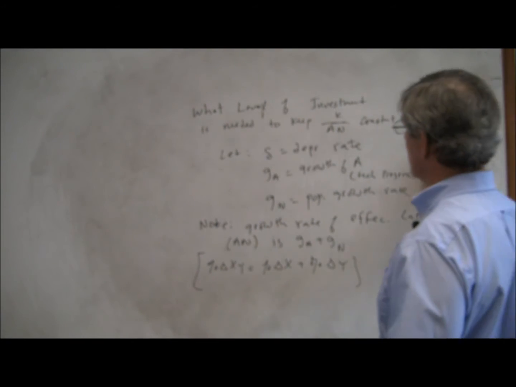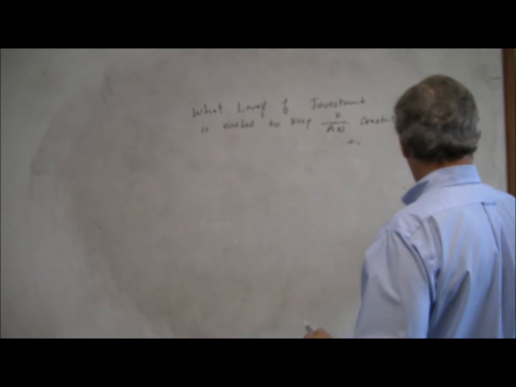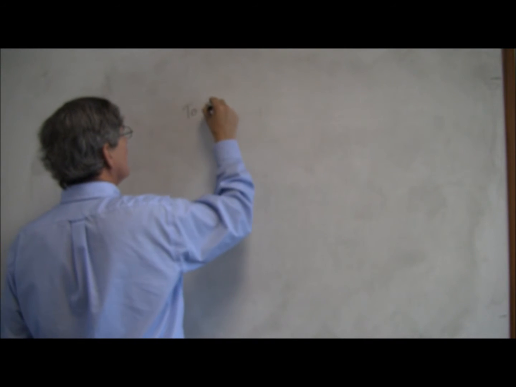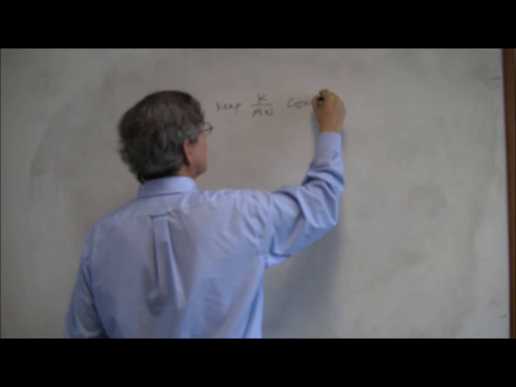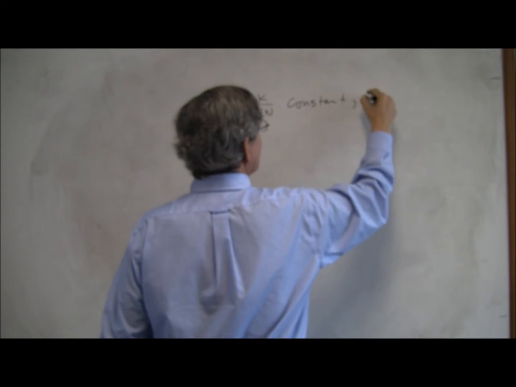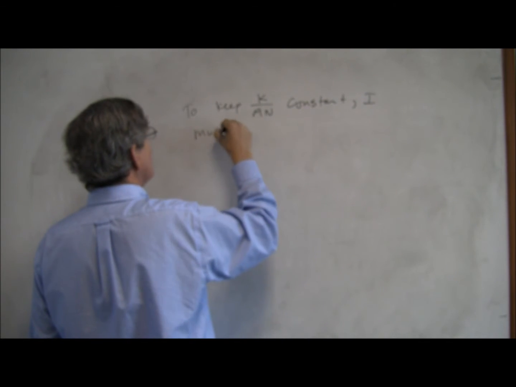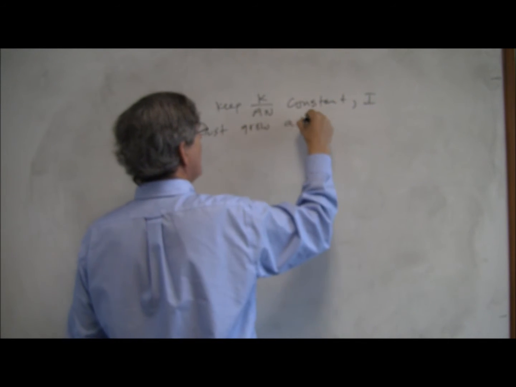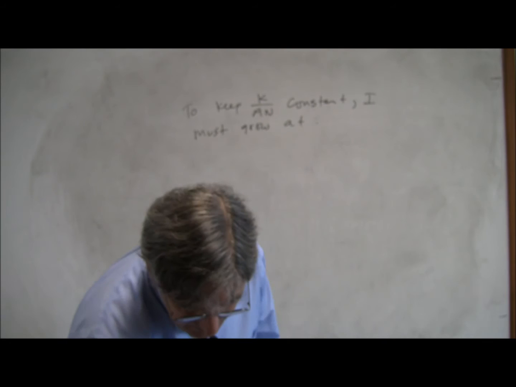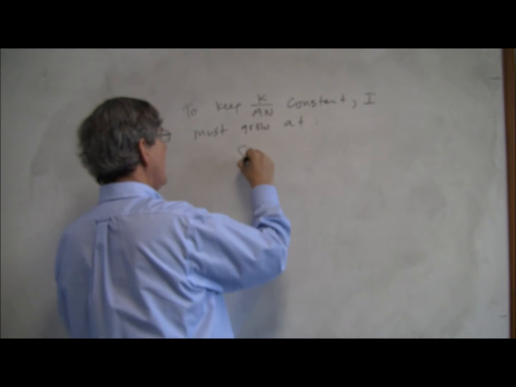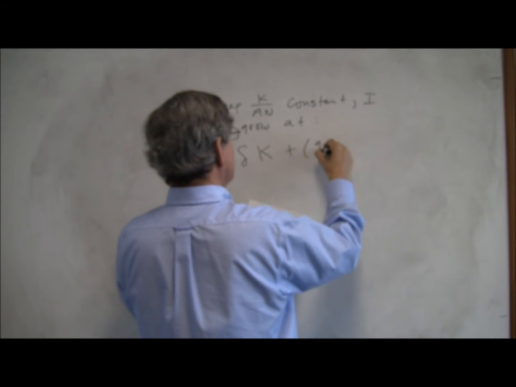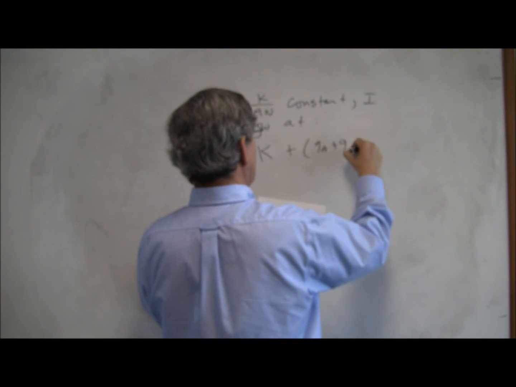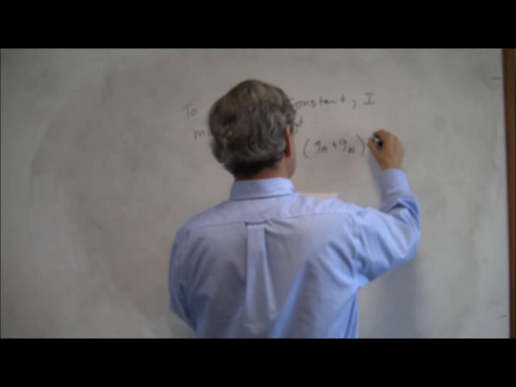So here's what we're going to claim. To keep K over AN constant, investment must grow at the following rate: delta K plus G of A plus G of N times K.